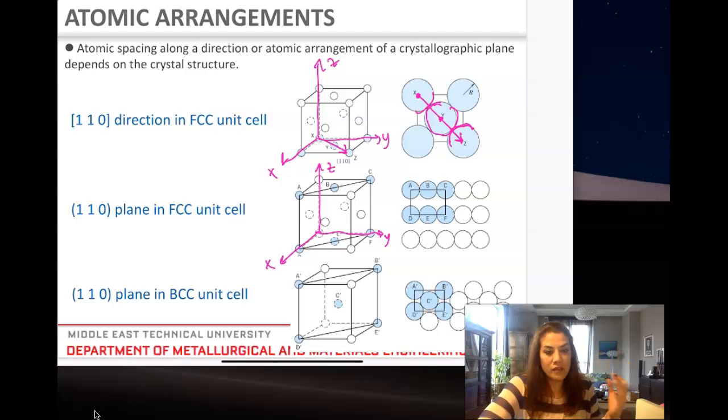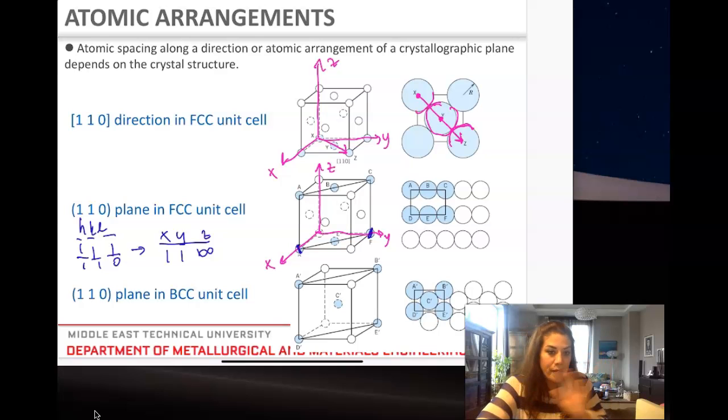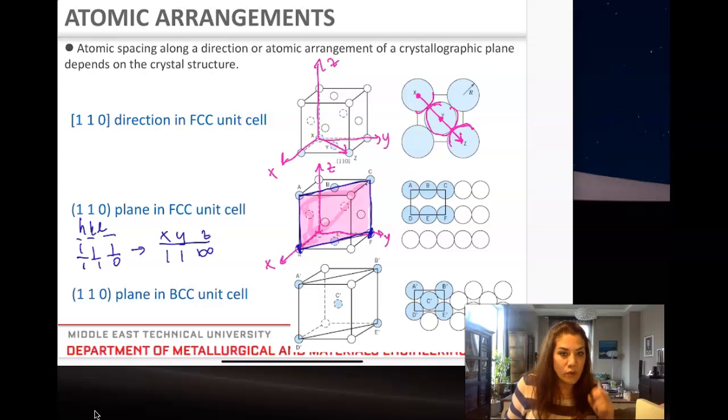But let's first draw the plane and imagine the atomic configuration for the 110 plane in the FCC unit cell. If my plane has Miller indices hkl being 110, then 1 over 1, 1 over 1, 1 over 0 being the x, y, z intercepts, which is 1, 1, infinity. Then my plane has to intersect with x and y, and it has to be parallel to z, which exactly gives me this plane here. This is the plane I will be treating. So if I take that plane and blow it up to the right-hand side, just like you see here, this is how the atomic configuration looks.